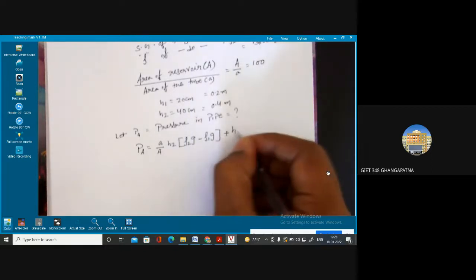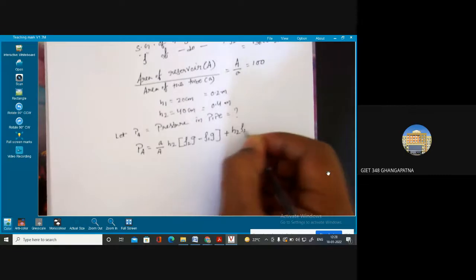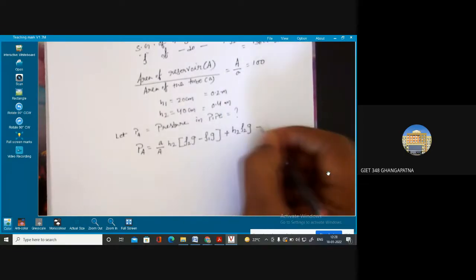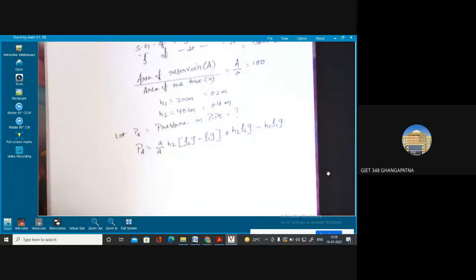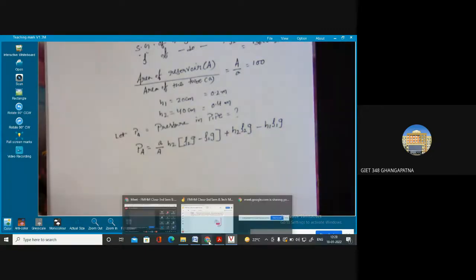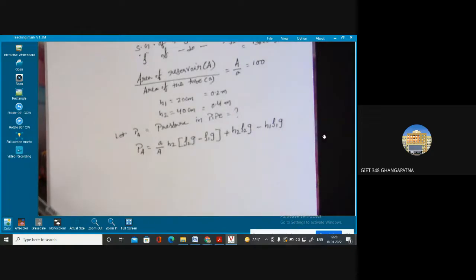plus H2 rho 2 g minus H1 rho 1 g. Yes or no? Is this the formula? Yes, sir. Must take it. Clear? So this is the formula which you have to remember. Clear? So now somebody said H2 rho 2 g minus H1 rho 1 g. Is it?